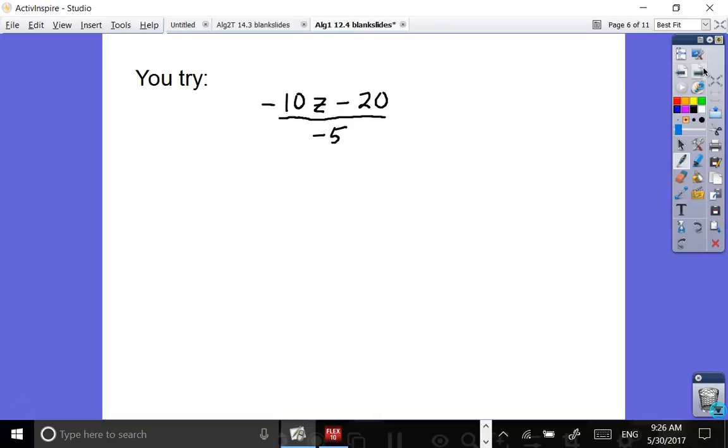You took the negative 5 from negative 20, that left a positive 4. That was a positive 4, right? And now when you cancel the negative 5, then all that's left is 2z plus 4.